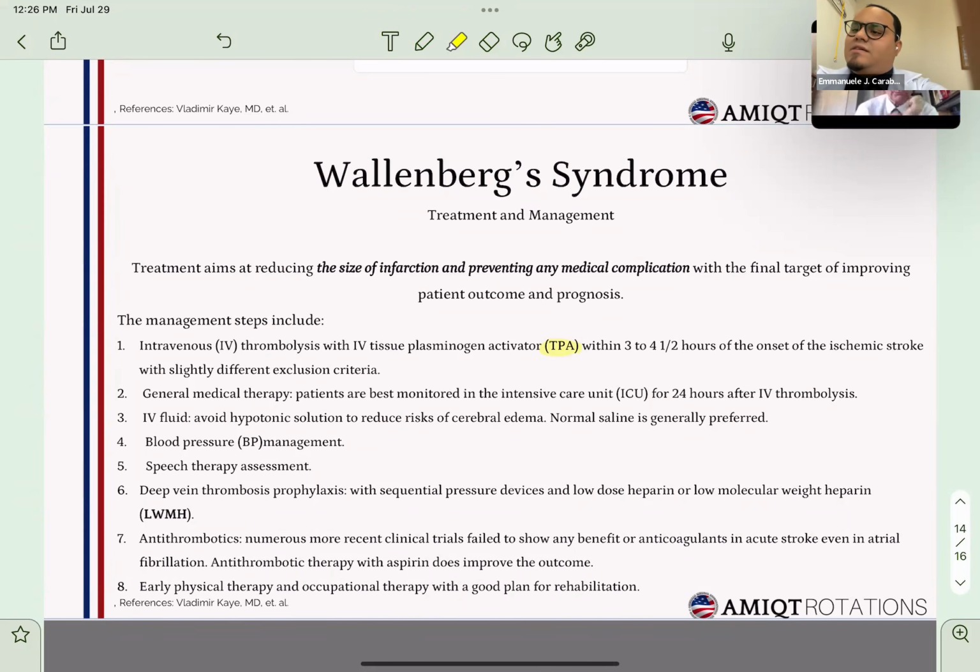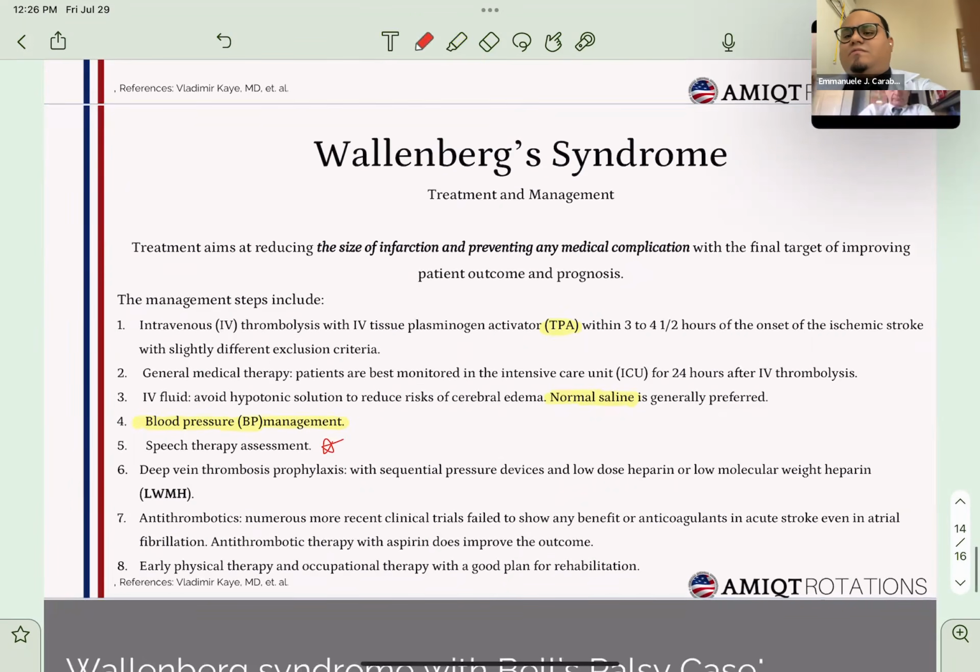We need to check on that as soon as possible so that we bring the treatment to the patient. Of course, we need to maintain the patient hydrated. That is why we need to give normal saline to the patient. The blood pressure needs to be checked too. We need to have a check on that. And of course, we need to give a speech therapy assessment in order to verify his ability to communicate and his ability to ingest food and water, okay?